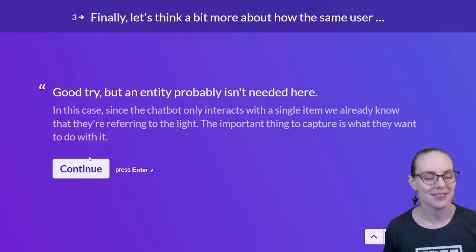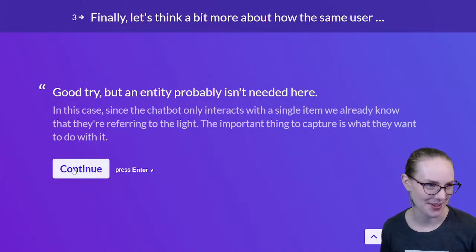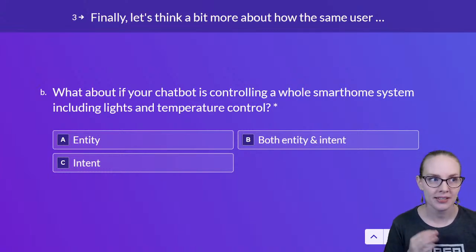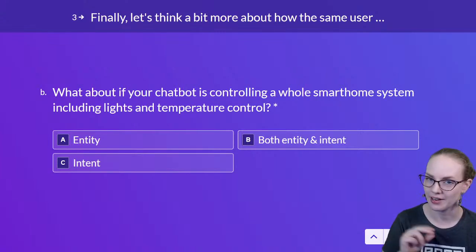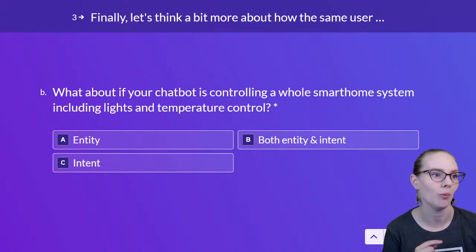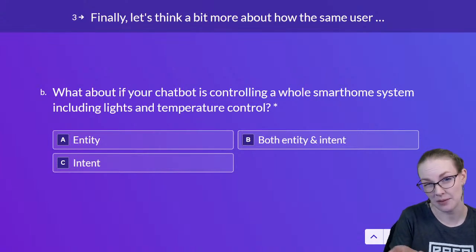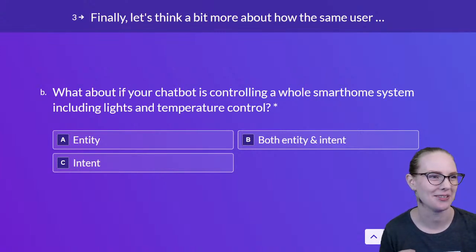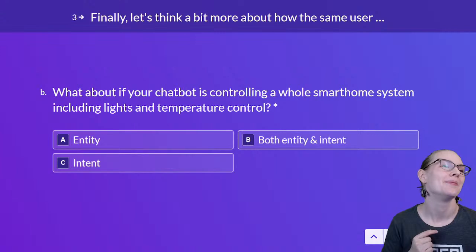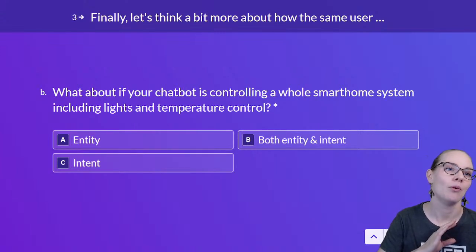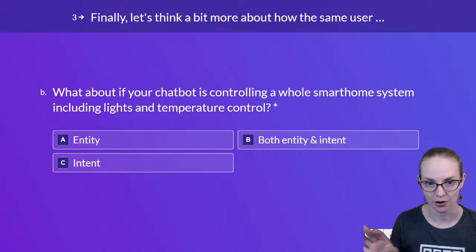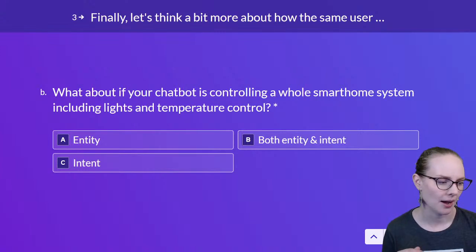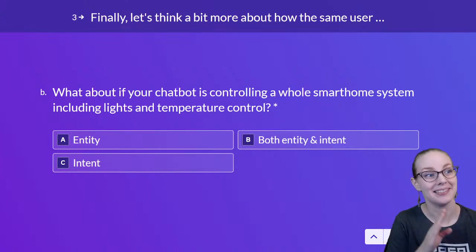All right, and now we have another one that I think we've touched on a little bit. So now it's the same utterance, turn off the light, but in this case, instead of our chatbot being very narrow, very small, it just controls a single light bulb. Maybe it's a chatbot built into the light bulb itself, potentially, with some sort of embedded system. Oh, I don't know that I want microphones in my light bulbs, but if you did, now think about a more complex system where you have a whole smart home. So it includes lights, it includes things like temperature control, it might include other things. Again, whether or not you actually want this is a second question.